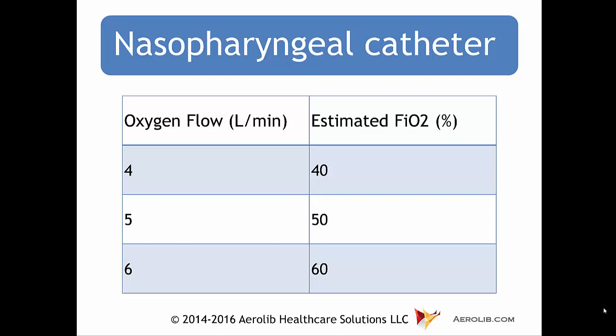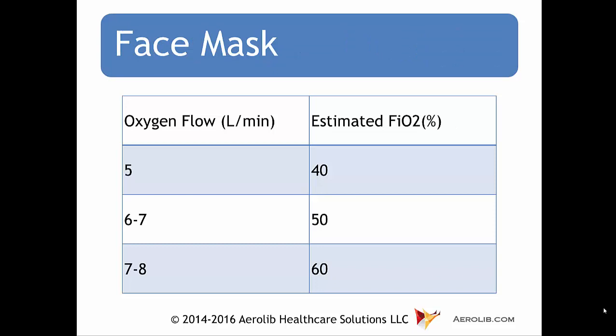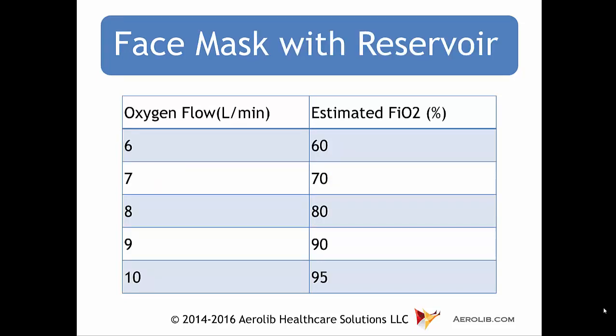Nasopharyngeal catheter also has estimated FiO2 depending upon the oxygen flow. And here's a table for that. Another table for face mask for estimation of FiO2. Another table for face mask with reservoir. Depending upon the oxygen flow rate, we can estimate FiO2.